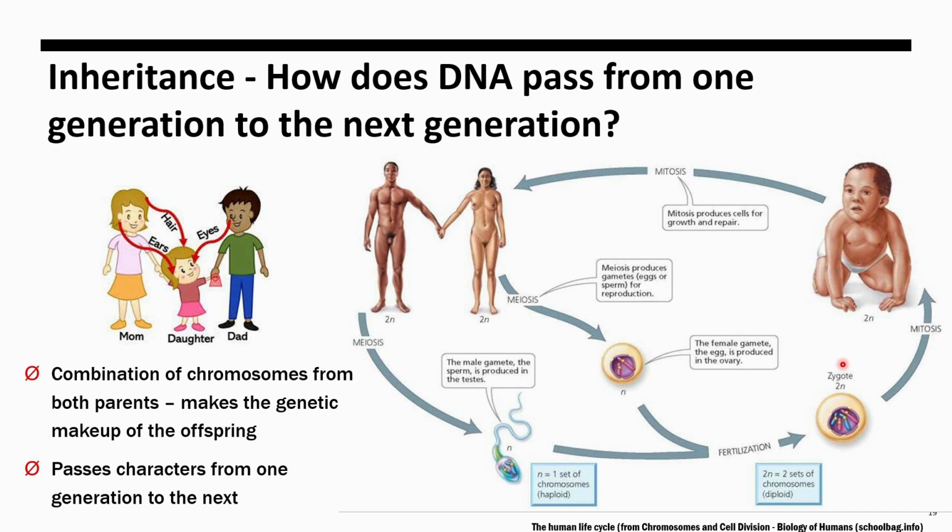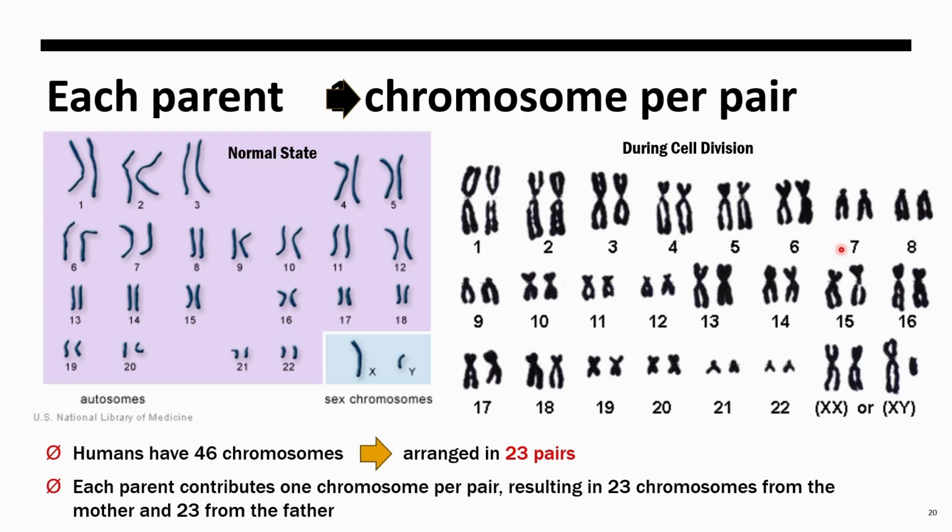So where do these genetic materials come from? From father, the sperm comes and the sperm has one set of chromosomes. And from mother, we get the egg. The egg has another set. So that's why it's called n and n. When they combine together, it will form a zygote that has two sets of chromosomes. So you will get chromosomes, one per pair from each parent.